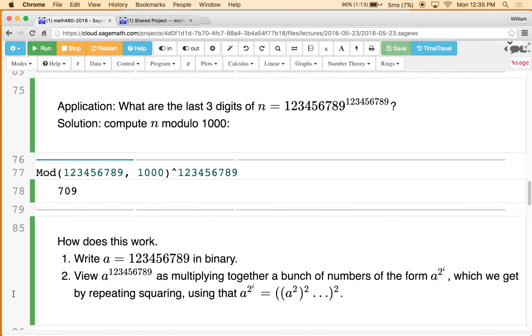So here's a little math contest sounding puzzle. What are the last 3 digits of the number 123456789 to the power of 123456789? As you'll, I think, learn in one of the homework problems, if you were to literally write that number out, it would have a lot of digits. So you probably don't want to just write it out and then look at the last 3 digits.